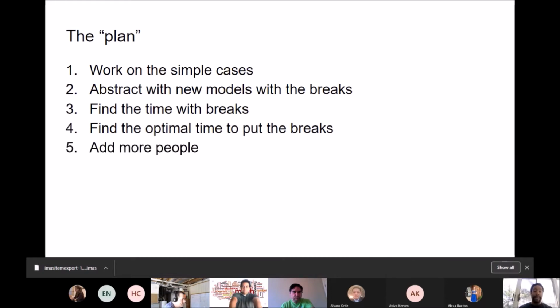And of course, this doesn't have to be in this order. And of course, the plan is in quotes because when you're working on this type of stuff, new questions arise, and then we'll take complete detours and do something completely different, which is super exciting. So write up what we have and then hopefully send it out somewhere.